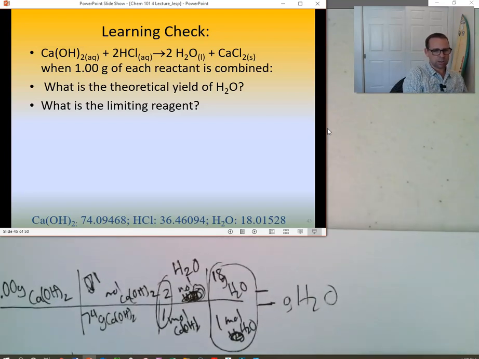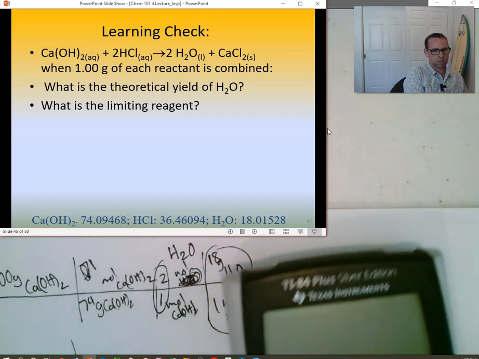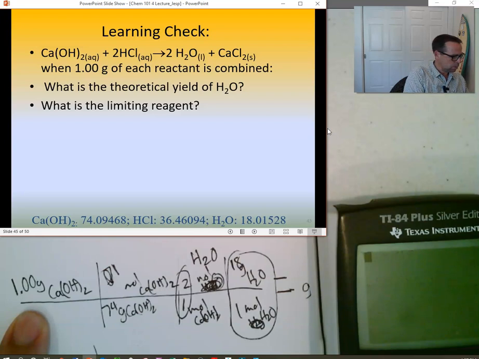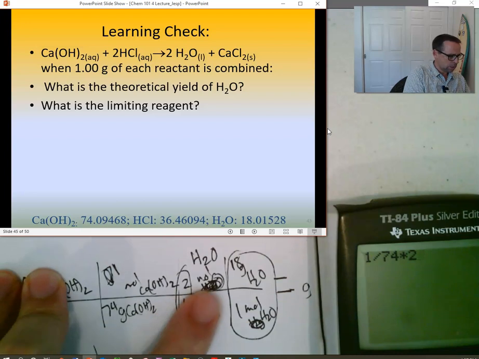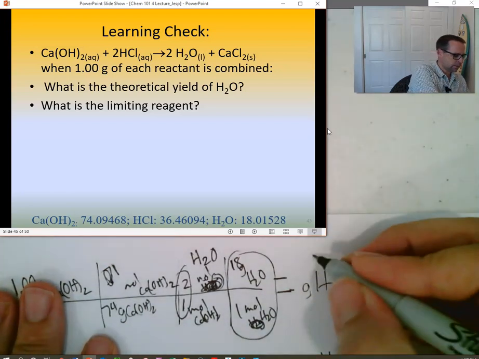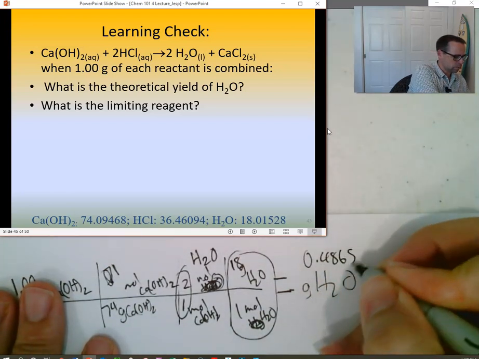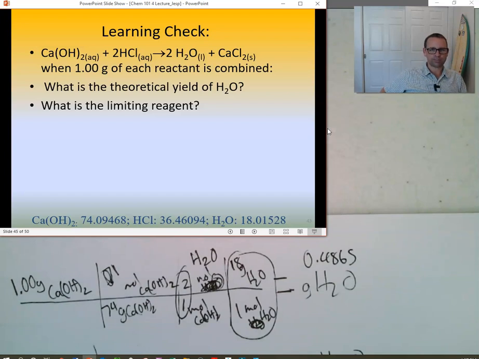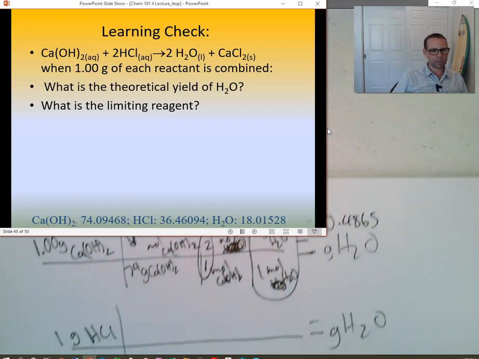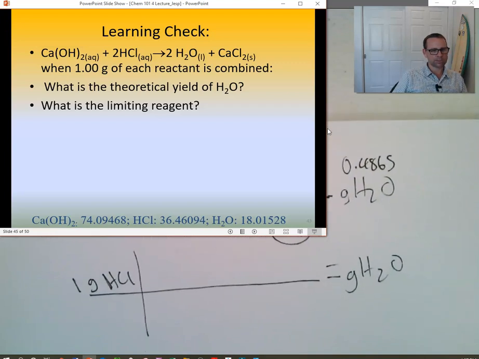I need to multiply my, there we go. I got 1 gram here. 1 divided by 74 times 2 times 18. And that tells me 0.4865 grams of water. Is that the answer? For one question. Yeah, but we have to do the other one and find out if it's more or less.